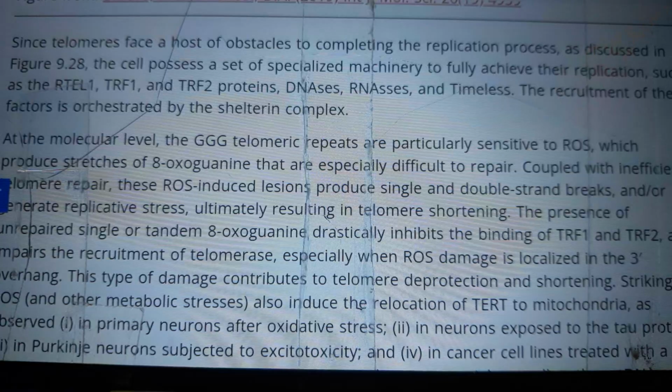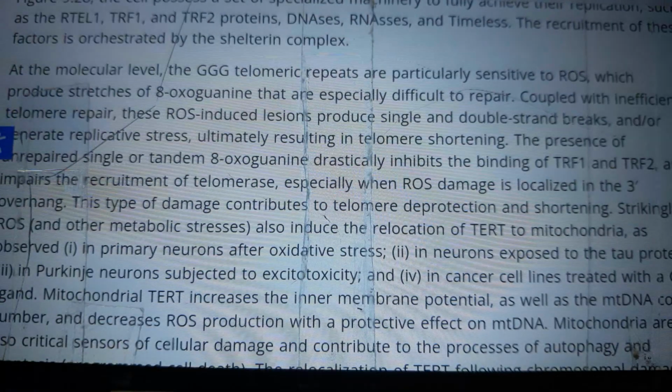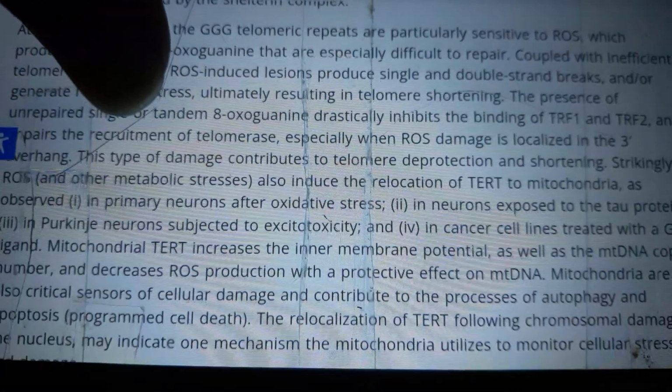And now, since telomeres face a host of obstacles to completing the replication process, as discussed in figure 9.28, the cell possesses a set of specialized machinery to fully achieve the replication, such as the RTEL1, TRF1 and TRF2 proteins, DNases, RNases, and Timeless. The recruitment of these factors is orchestrated by the shelterin complex.